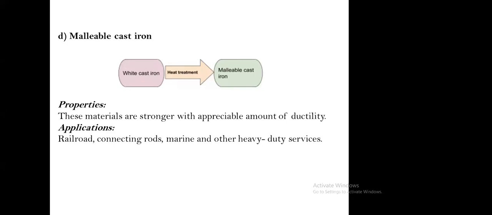So what are the properties of malleable cast iron? It is stronger than white cast iron, with an appreciable amount of ductility. Where do we use malleable cast iron? In railroad, connecting rods, marine and other heavy duty service.